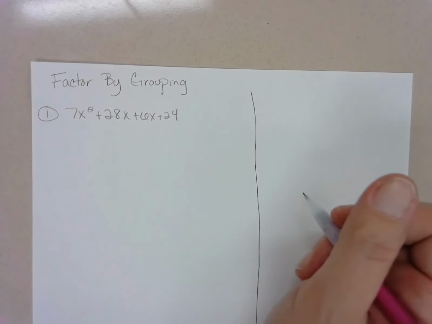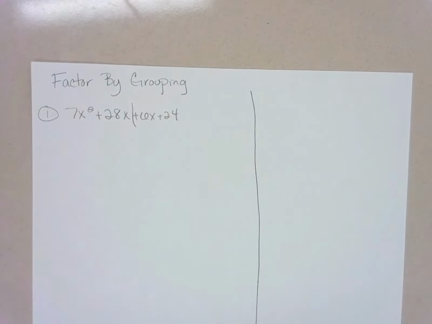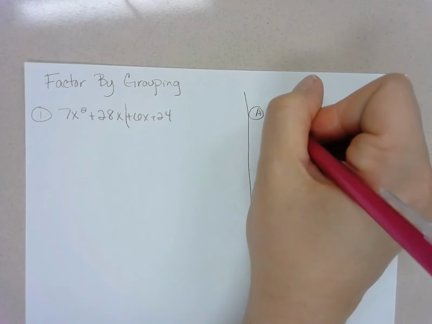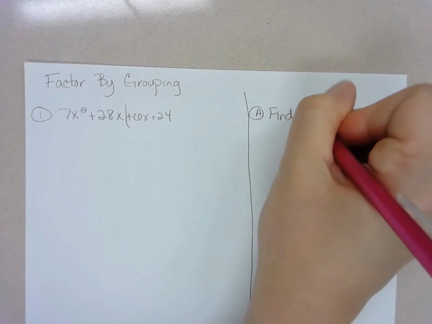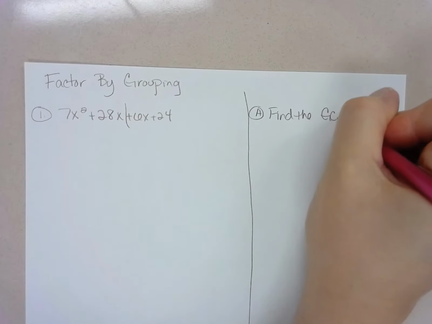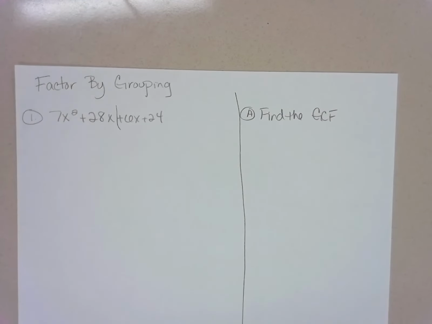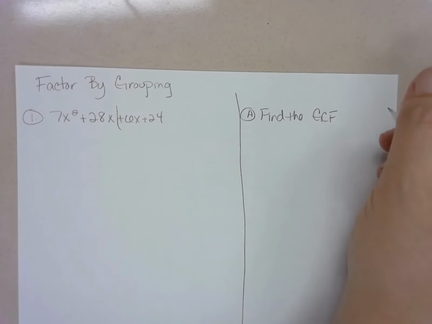So the first thing you're going to do is you're going to take and cut that problem in half. Draw a line right down the middle of it. And we're going to find the GCF. And if you don't know what the GCF is, you need to go back and watch the previous video on finding the greatest common factor.